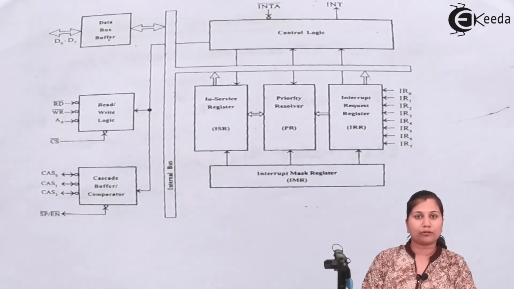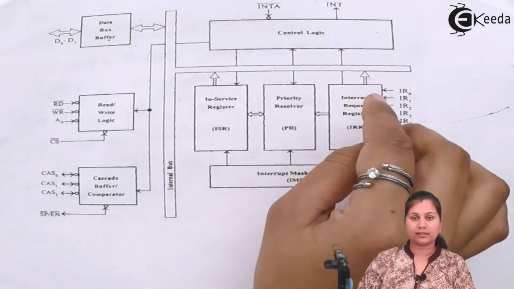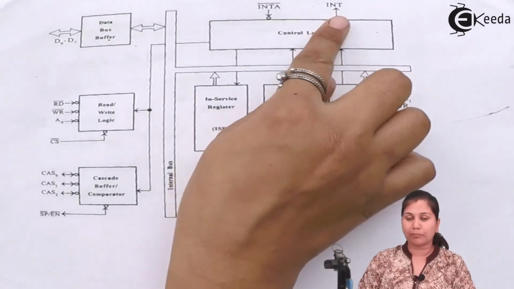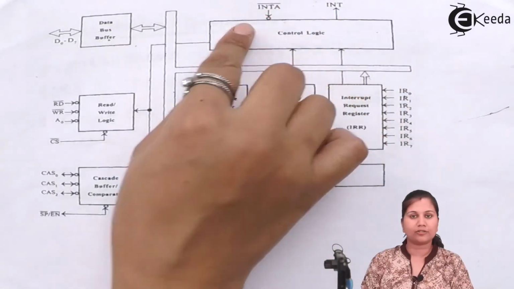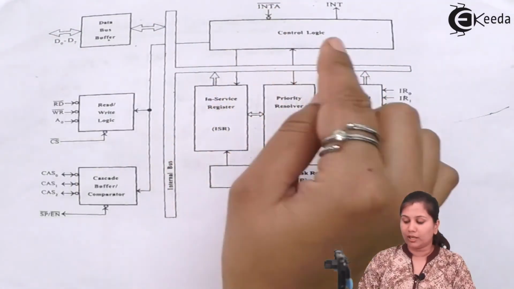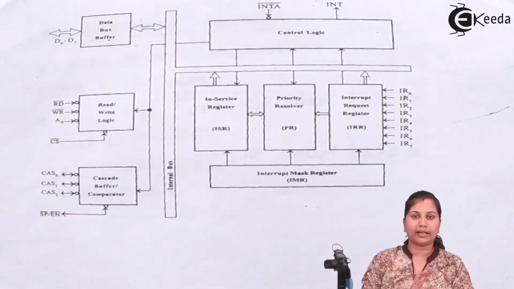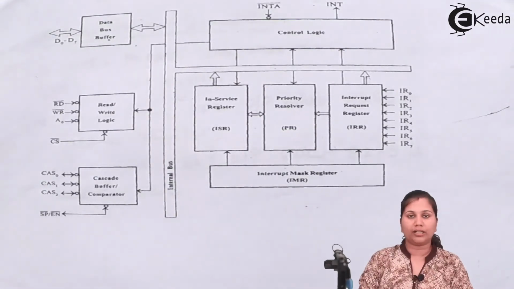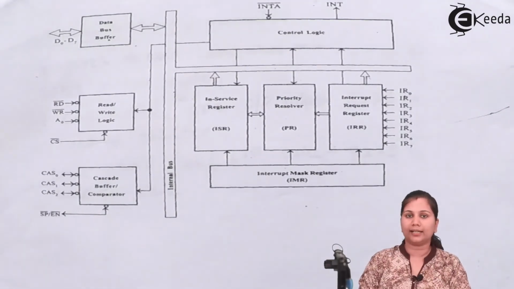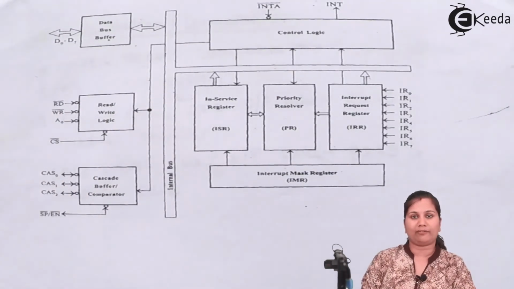When the microprocessor gets this signal, it gets to know that this input output device has sent an interrupt request, and in response the microprocessor generates the interrupt acknowledge signal. When this signal is given to the control logic block, it is going to get the address of the service routine, and then the microprocessor is going to execute the service routine written at that memory location. In this way the various blocks of the 8259 work.